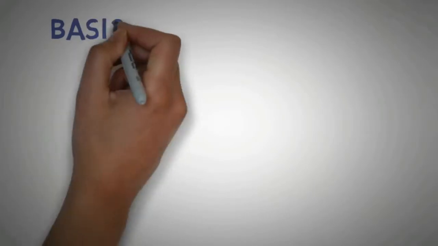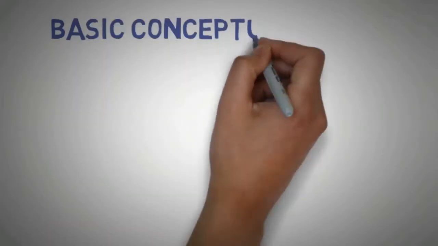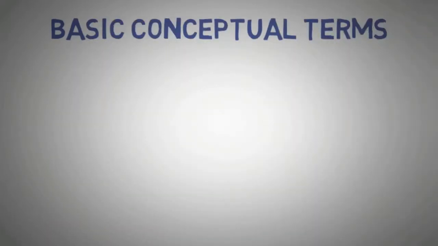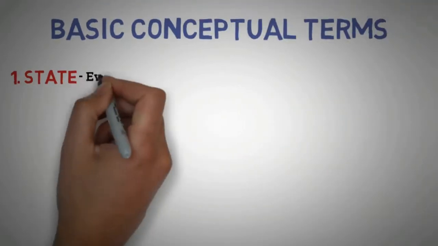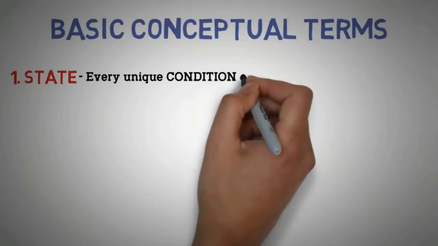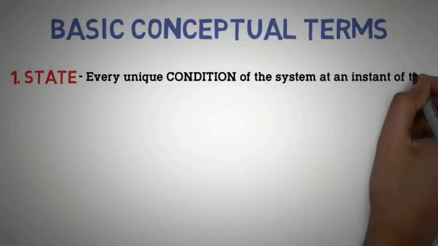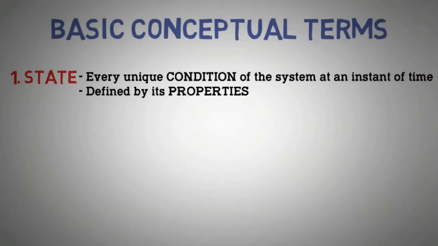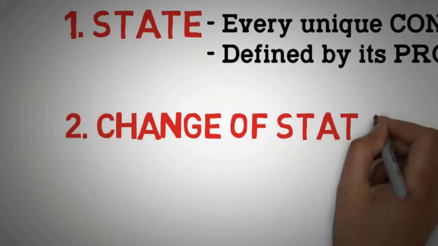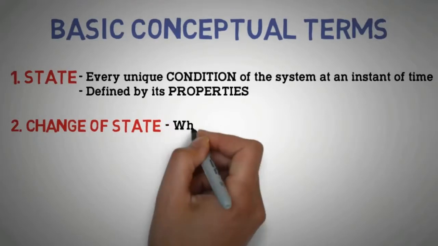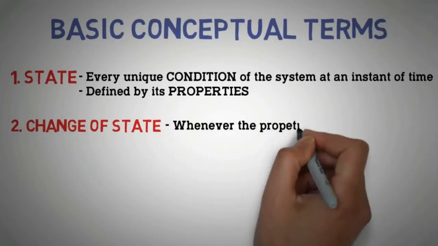Today we will go through some basic terms which we may come across while learning thermodynamics. State. Every unique condition of the system at an instant of time which is defined by its properties is known as state. Change of state. Whenever the properties of system changes, the state is said to be changed.